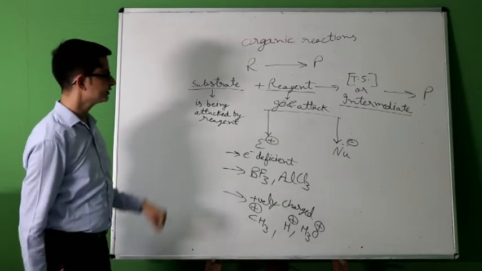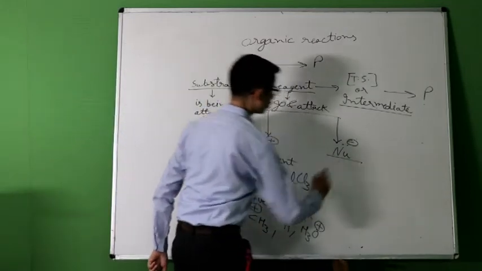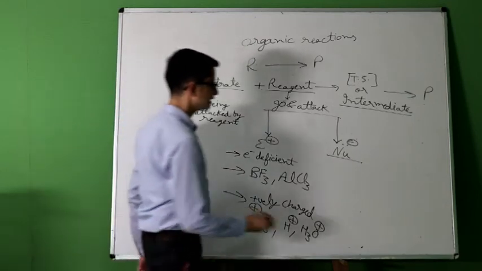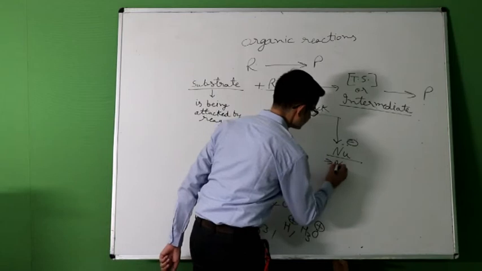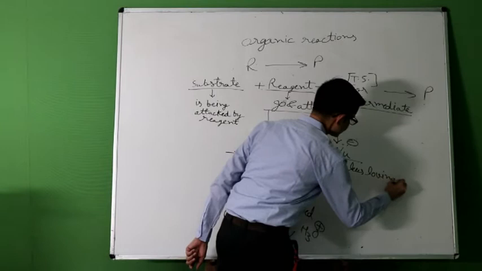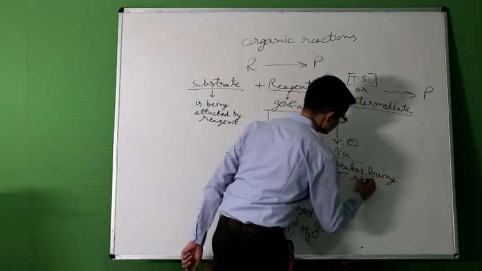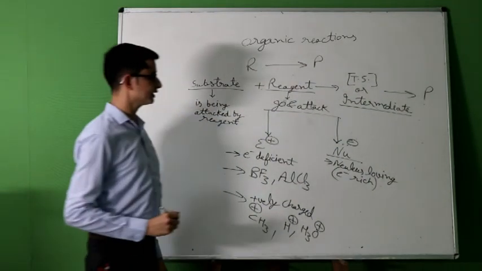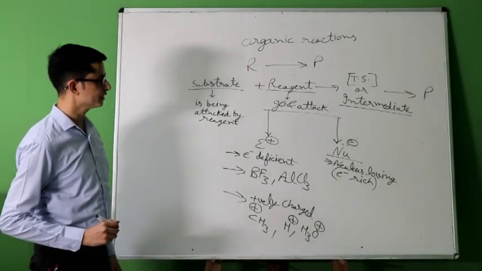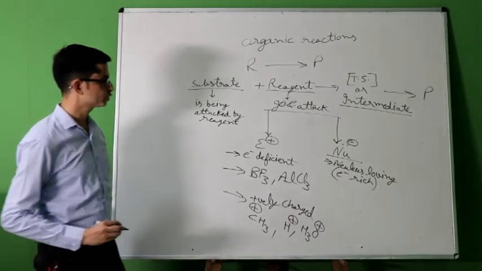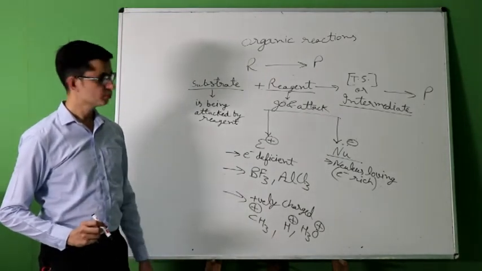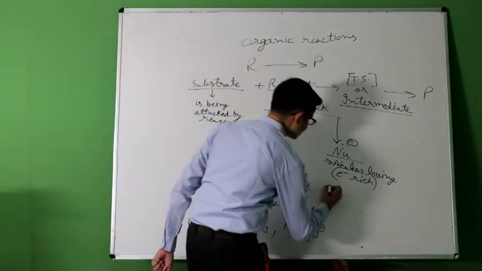Now the second class is nucleophilic reagents, or nucleophiles. As the name suggests, these are nucleus loving, electron rich. So nucleophiles are nucleus loving or electron rich species. Nucleus loving, as we know, in the nucleus there is positive charge. So these substances have an affinity for positive charge. These are further of two types.